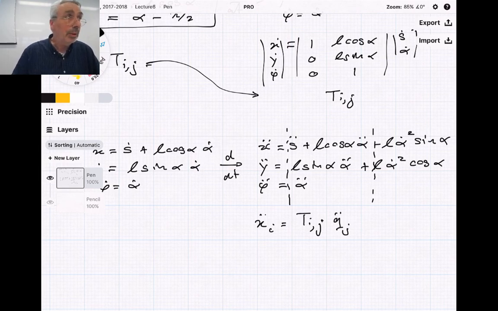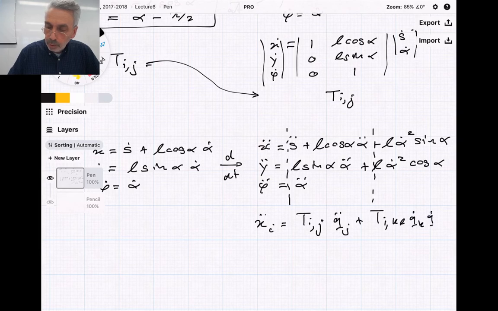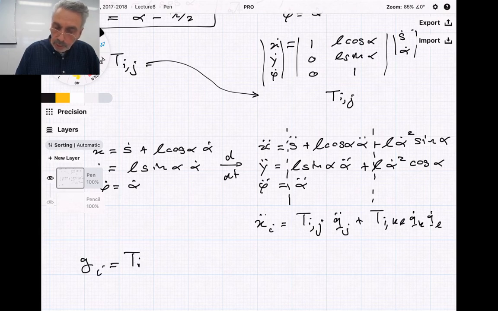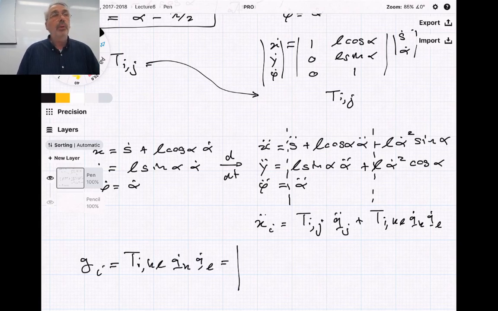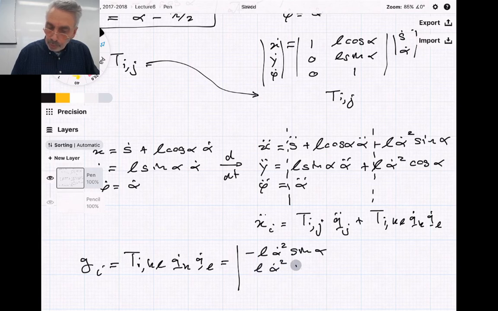From a practical point of view, plus here we have our convective terms, q dot k, q dot l, or in other words, let me rewrite them, g i being T i k l, q dot k, q dot l equals, well, it's a vector. Although you see a lot of indices, the two indices just go away, and the outcome to the outside you only have one: minus L alpha dot squared sine alpha, L alpha dot squared cosine alpha, and a 0.